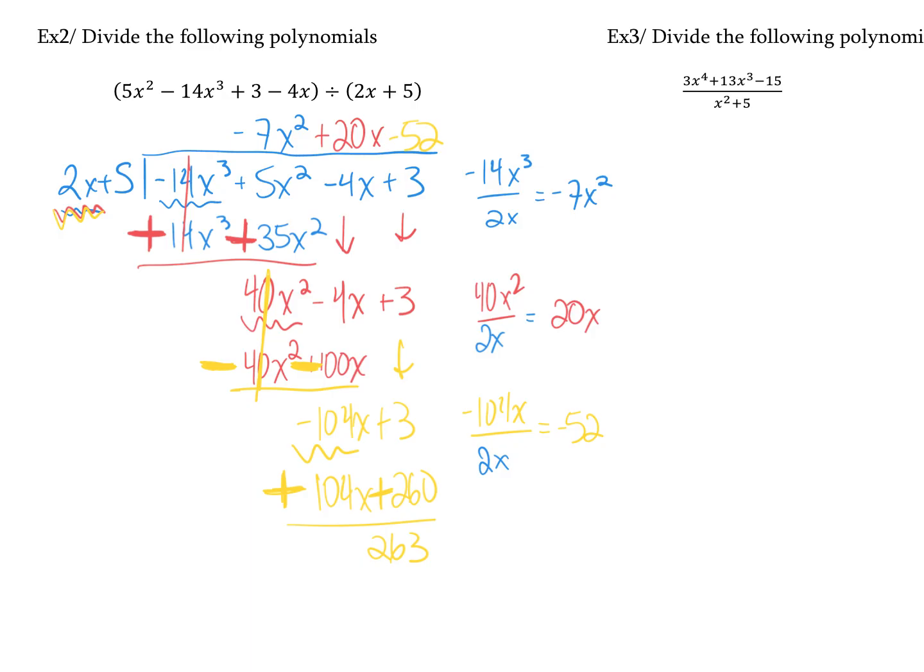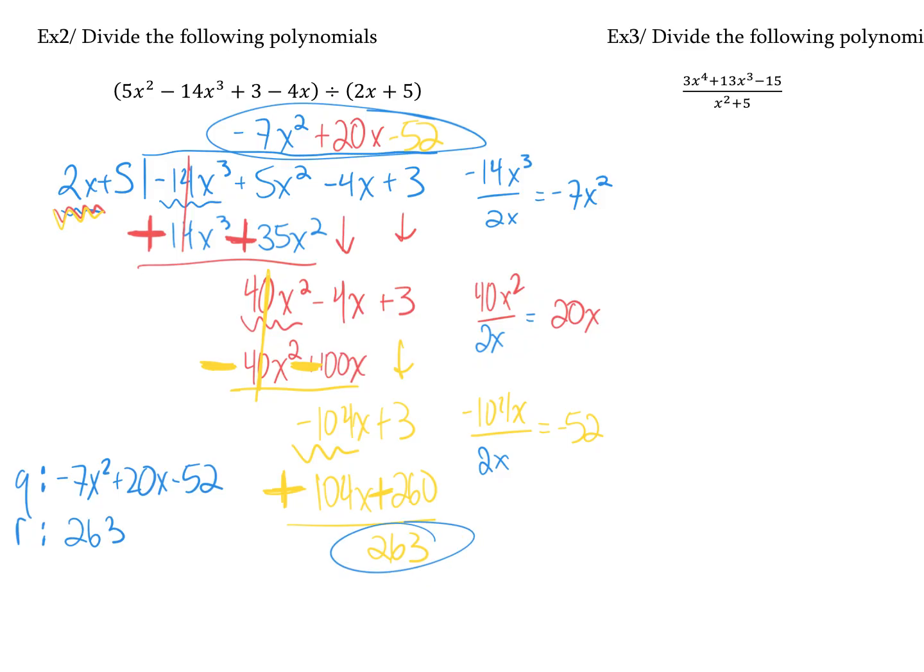All right, so how can we give our answer? We can give our answer one of two different ways. We can say the quotient and remainder separately. The quotient is whatever was at the top of the division there. It's minus 7x squared plus 20x minus 52. And the remainder is whatever is left down here, 263. Even if this remainder was 0, you would still say it's 0 here. You just wouldn't add it as part of the answer that I'll be writing out right now.